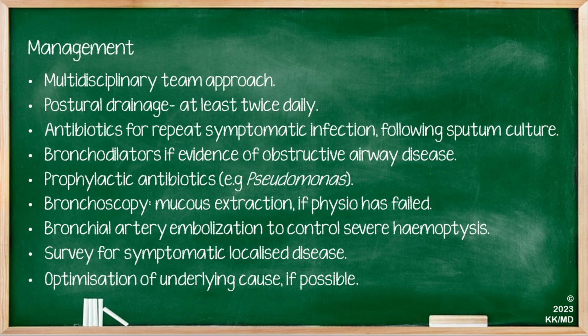Some patients will be given prophylactic antibiotics, and that's mostly to cover for Pseudomonas. And bronchoscopy, as mentioned earlier, is mostly to exclude foreign body or mucus or tumor. And sometimes it can be used as part of the management for recurrent mucus extraction, especially if the patient has failed physiotherapy. In some centers, although quite rare, patients can be considered for bronchial artery embolization, and that's mostly for symptomatic management of severe hemoptysis. And it would be really important that the underlying cause that is triggering the bronchiectasis is optimized to the maximum.